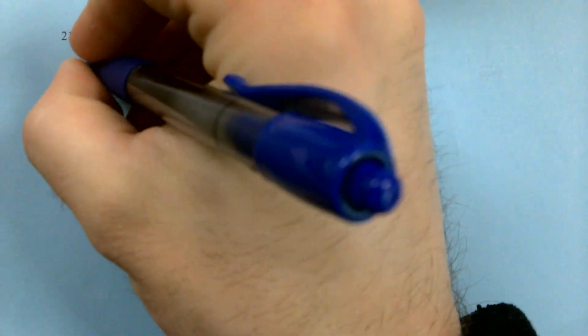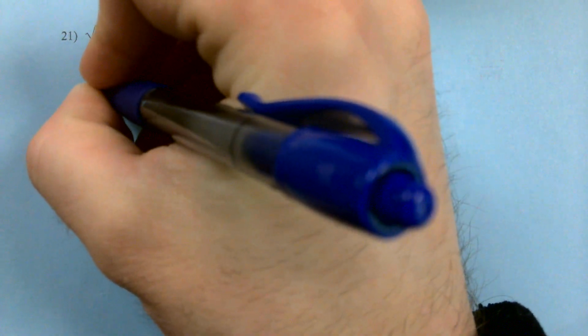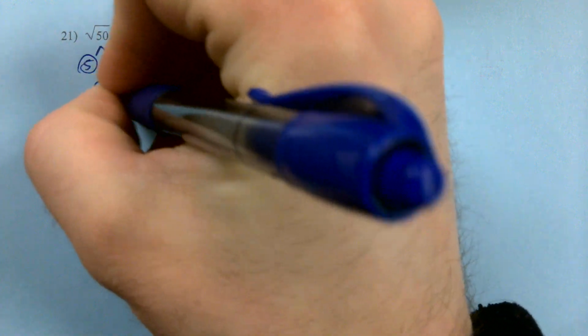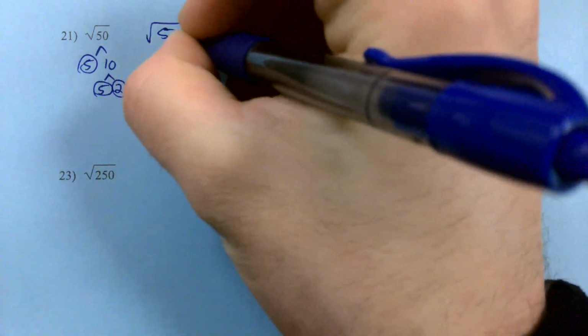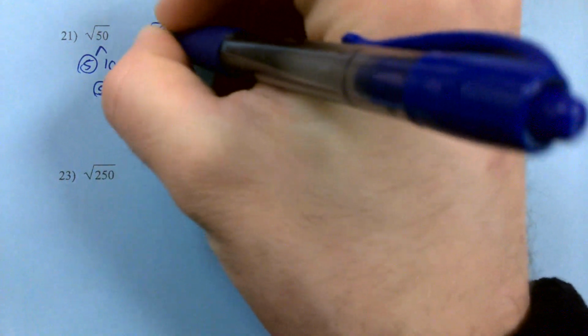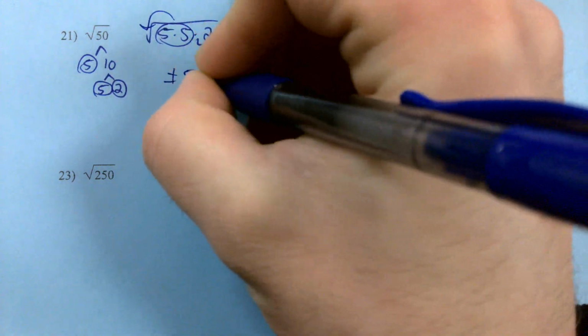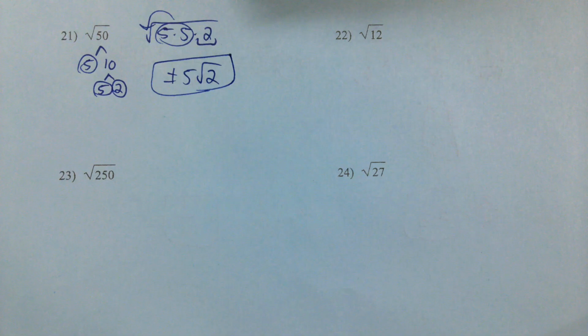We got the square root of 50. That's just 5 times 10. 10 is 5 times 2. We got a pair of 5's and a 2 left over. So our answer is plus or minus 5 root 2.